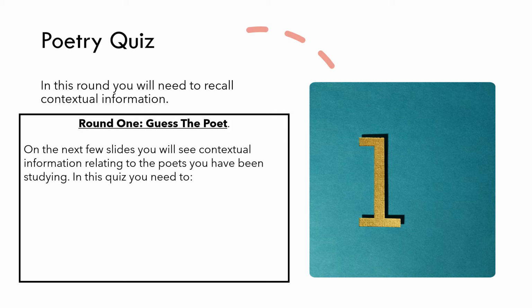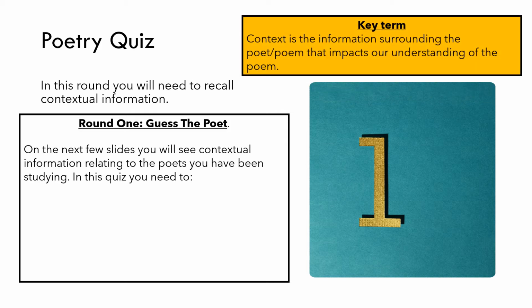So in round one, you'll need to be able to recall contextual information. If you're not too sure what we mean by that, context is the information surrounding the poem or the poet that impacts our understanding of what we're actually being told in the poem. So on the next few slides, you'll see contextual information relating to the poets you've been studying. In this quiz, you'll need to work as a team to work out who the poet is.